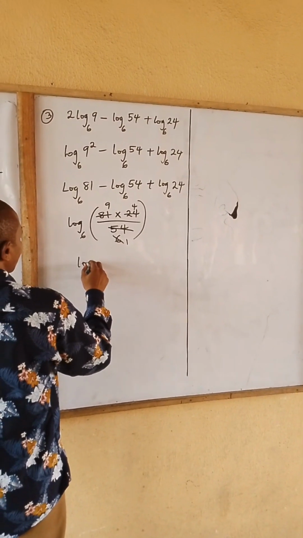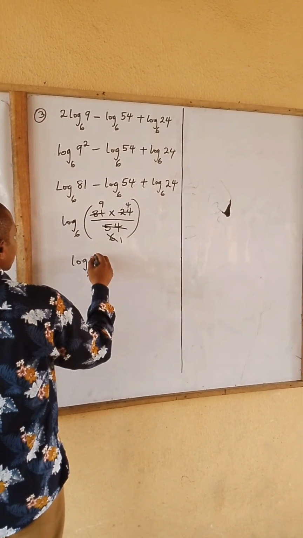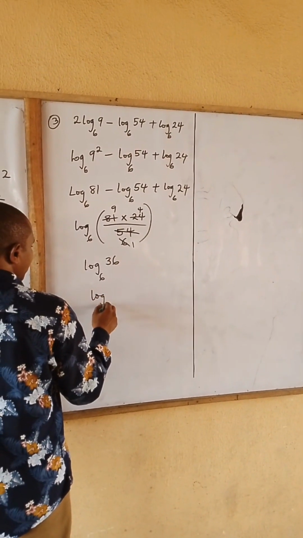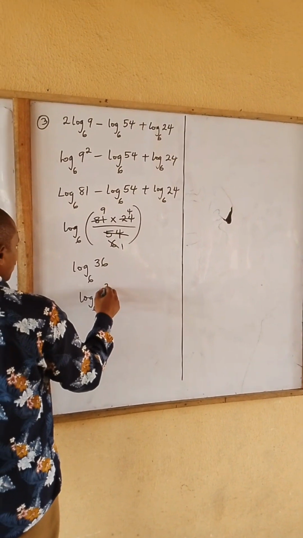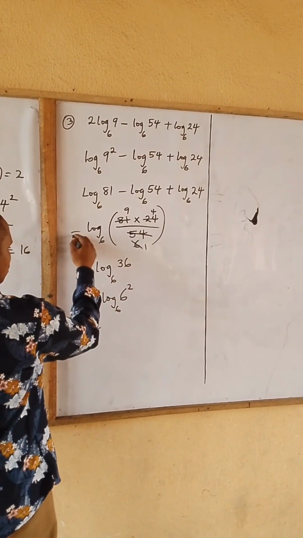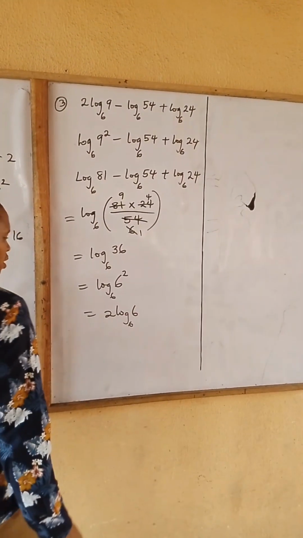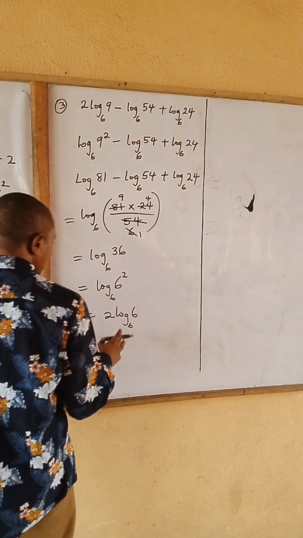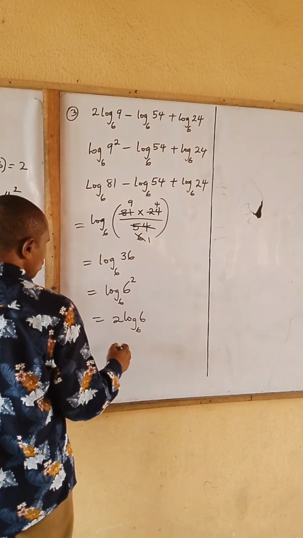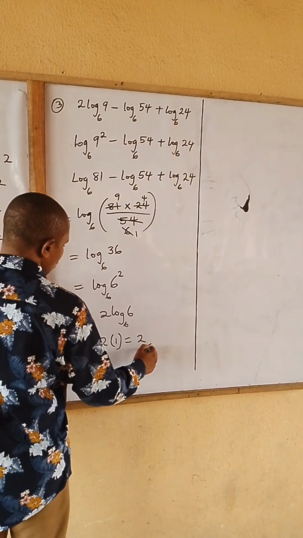So we are going to have log base 6, 9 times 4 will give us 36. And 36 in index form is 6 raised to power 2. Then we are going to have 2 log base 6 of 6. And don't forget that in the law of logarithm, when the base and the logarithm are equivalent, it's going to give us 1. So we are going to have 2 in bracket of 1, which is equal to 2.